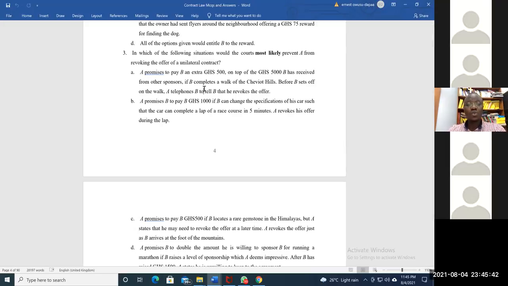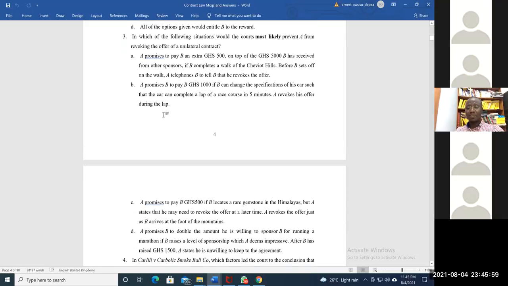A promises to pay B 1,000 Ghana cedis if B can change the specification of his car such that the car can complete a lap of a race course in 5 minutes. A revokes his offer during the lap. So here performance has commenced, and we know that we cannot revoke where performance has commenced. So B is a good candidate for the correct answer, but let's look at C as well.